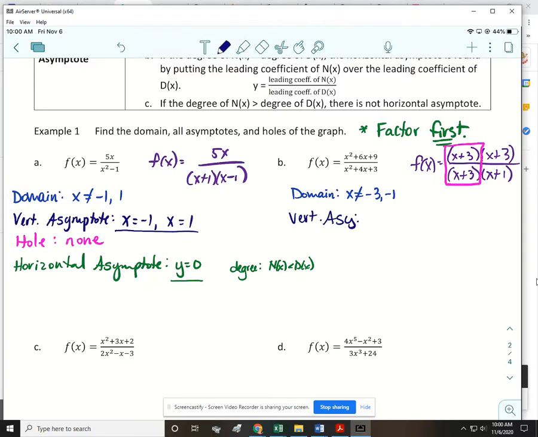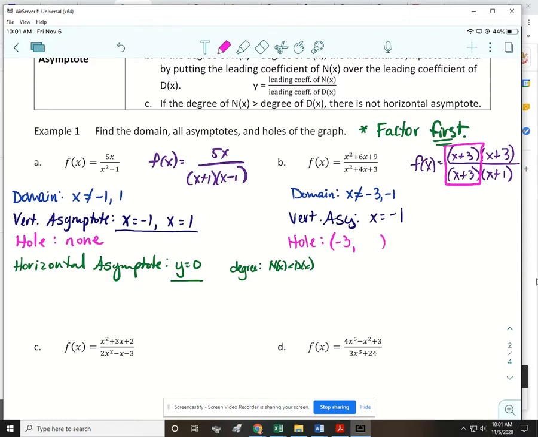And then anything not in the box that makes you have 0 in the denominator is a vertical asymptote. And then the box creates a hole. So I know the x part of my hole is going to be -3.